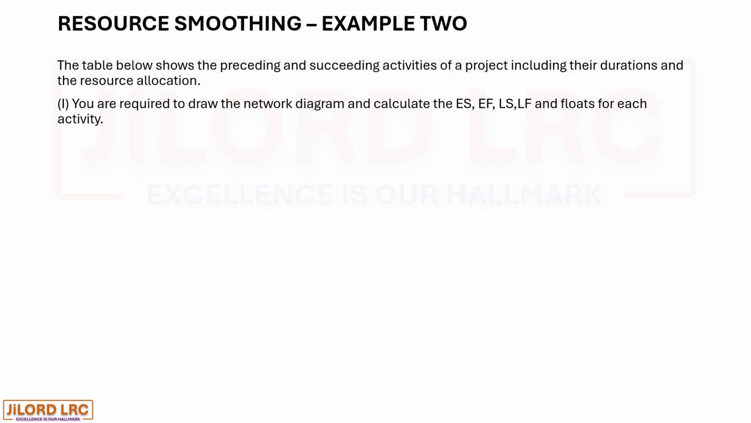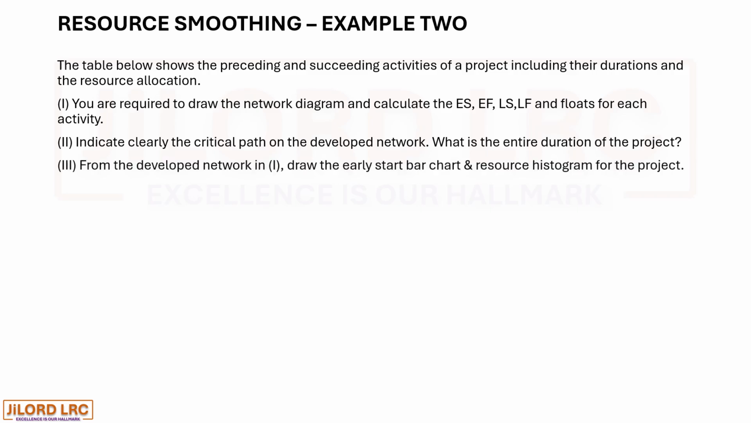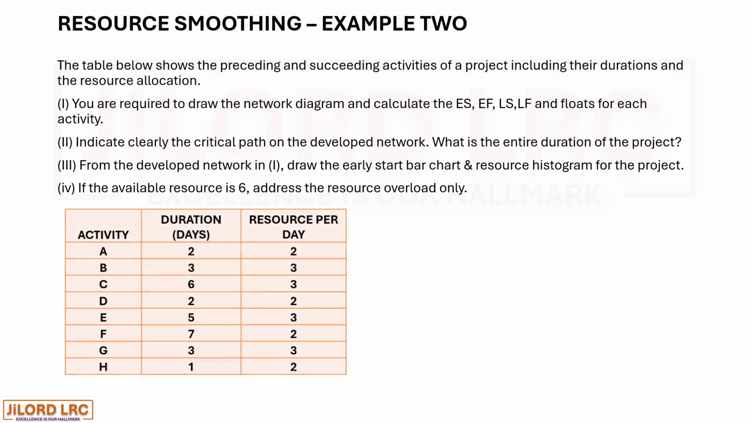1. You are required to draw the network diagram and calculate the early start, early finish, late start, late finish, and floats for each activity. Indicate clearly the critical path on the developed network. 2. What is the entire duration of the project? 3. From the developed network in 1, draw the early start bar chart and resource histogram for the project. If the available resource is 6, address the resource overload only.